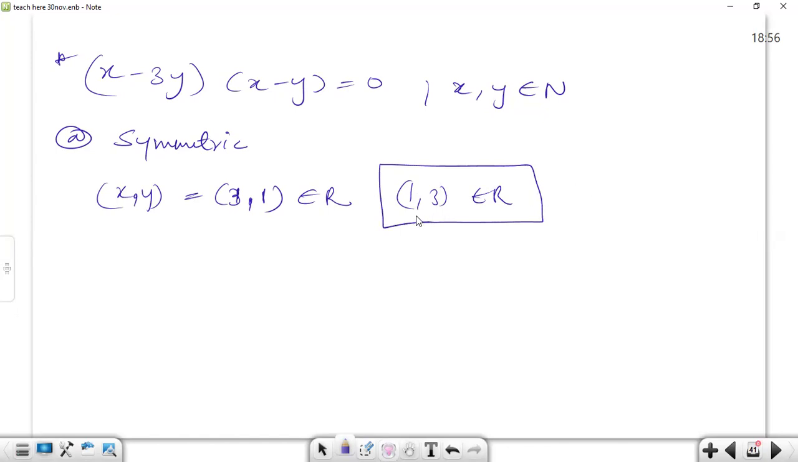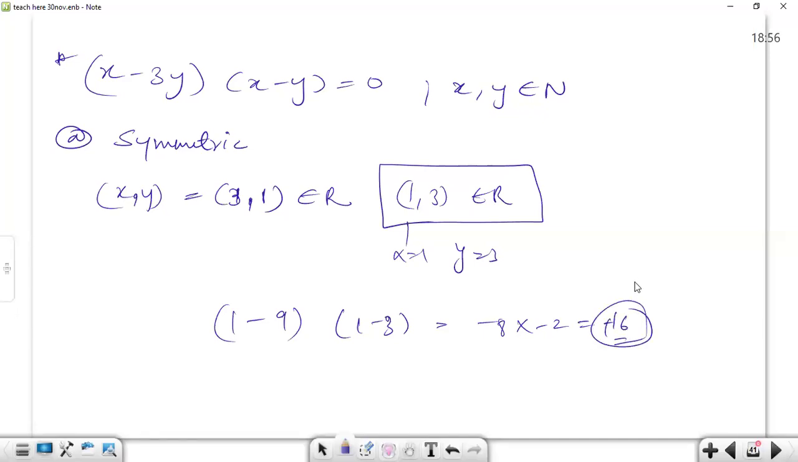So let's check for x equals 1 and y equals 3. So 1 minus 3 into 3, 9, that is minus 8. And x minus y is 1 minus 3, minus 2. So this becomes minus 8 into minus 2, which becomes 16, which is not 0, which is not the right hand side of the condition. So the condition is not satisfied here. Hence, the relation is not symmetric. Any doubts? No doubt, sir.